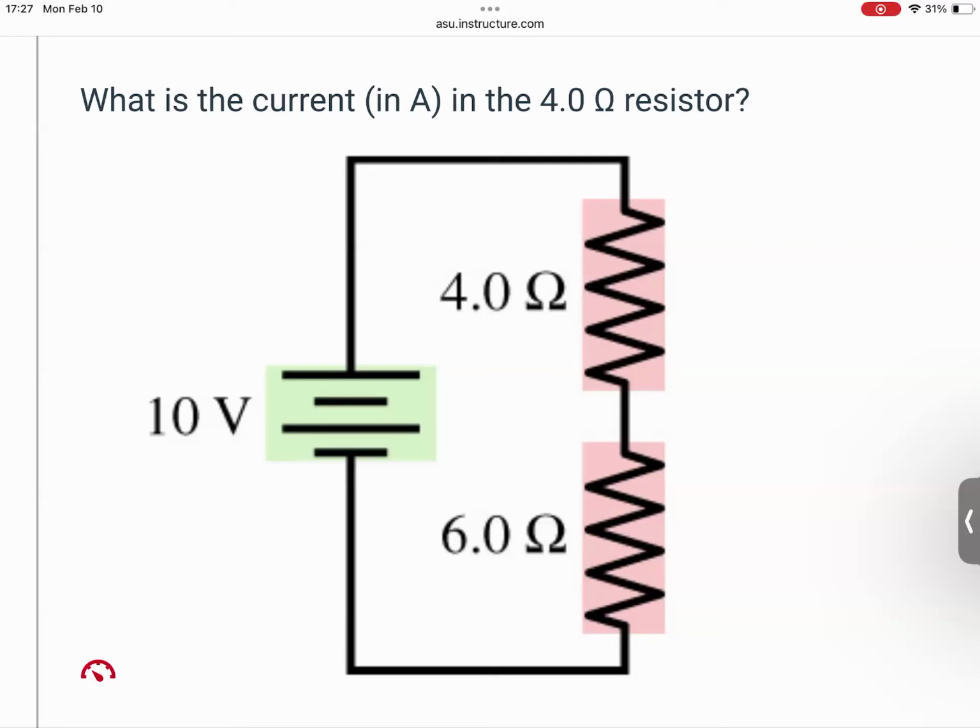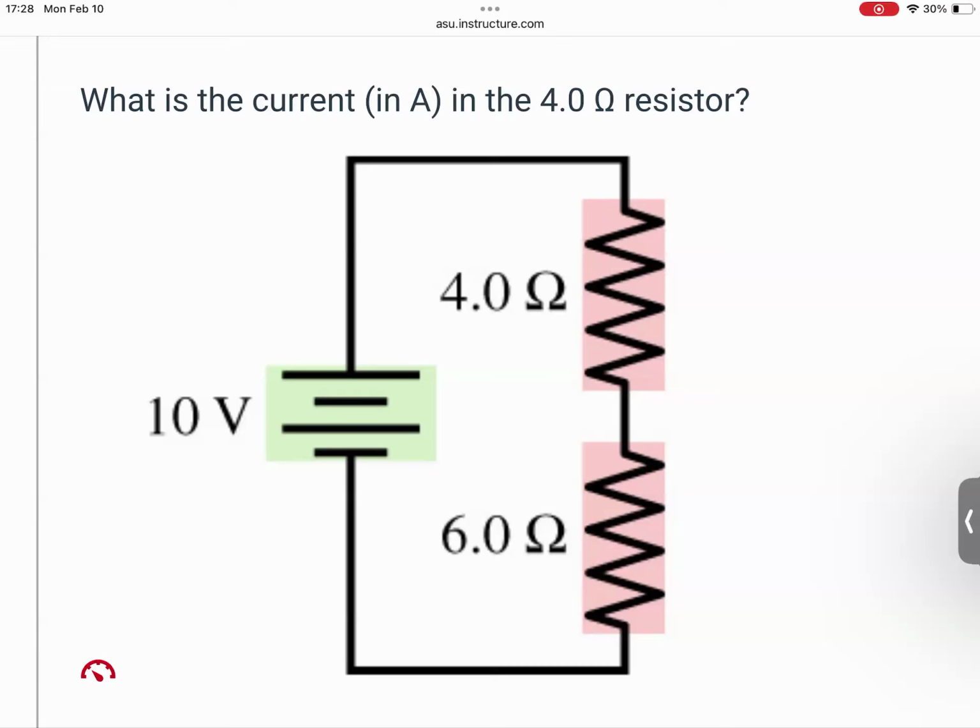Okay, time's up. The correct answer is not 2.5 amps. How did people get 2.5 amps? They took 10 volts and divided by 4 ohms. But 10 volts is not applied to 4 ohms. 10 volts is applied to the whole circuit, 4 plus 6, 10 ohms. 10 ohms is subject to the 10 volts of battery.